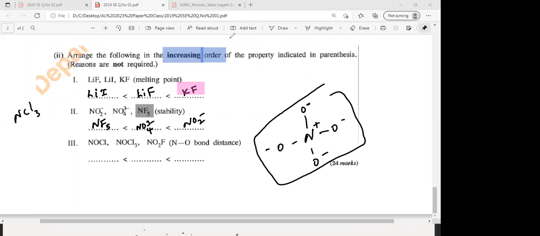Then number 3, can you post the answer on chat? Bond distance. How to predict the bond distance? NO bond. Yes, can you quickly post the answer on chat? NOCl. So here also nitrogen is what? N double bond O. You can do it like this. Nitrogen is the central atom, N double bond O and Cl. There will be a lone pair.